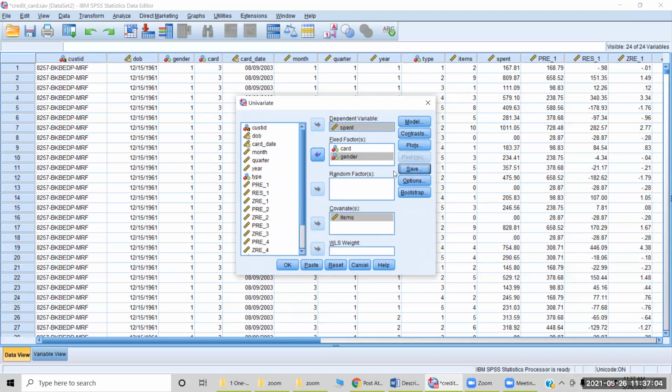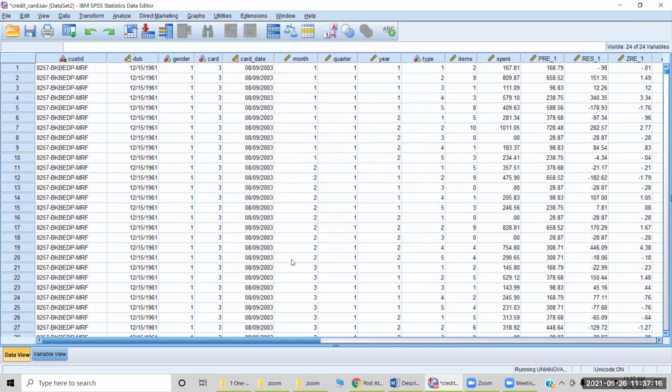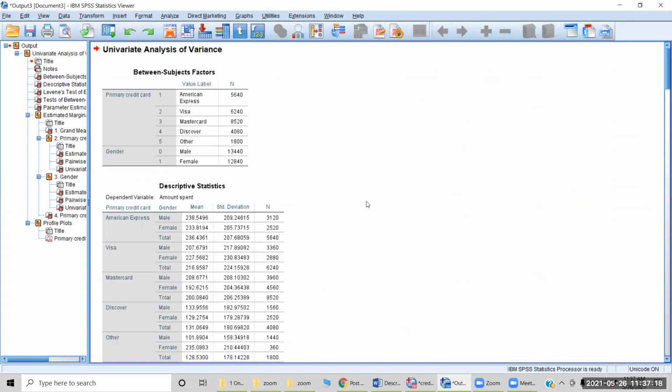Contrast, perhaps at this stage we are not using any contrast. Options have already been selected. So this is the specification for Factorial ANCOVA. Okay, so these are the results.